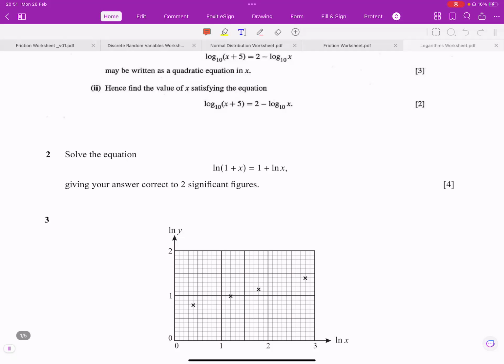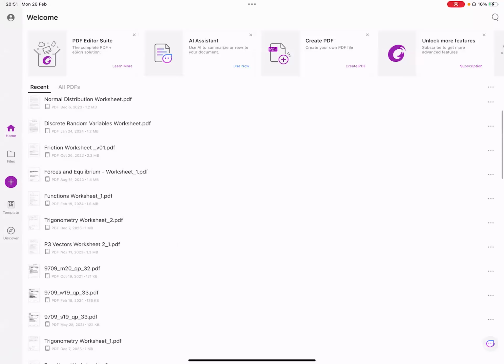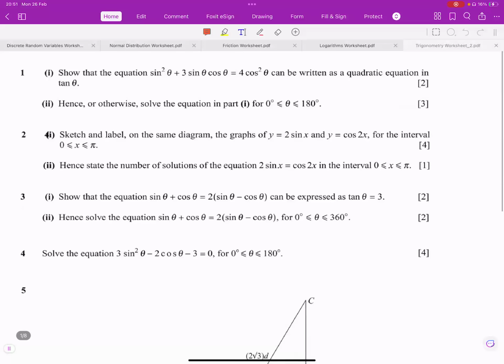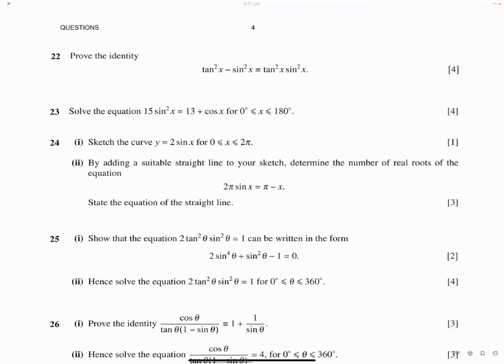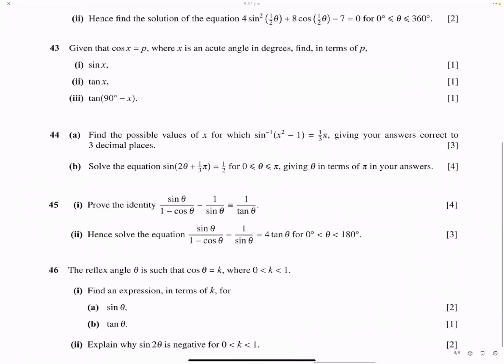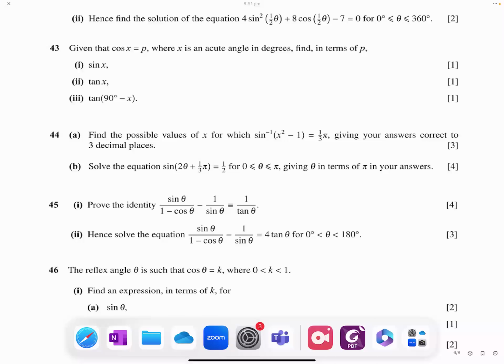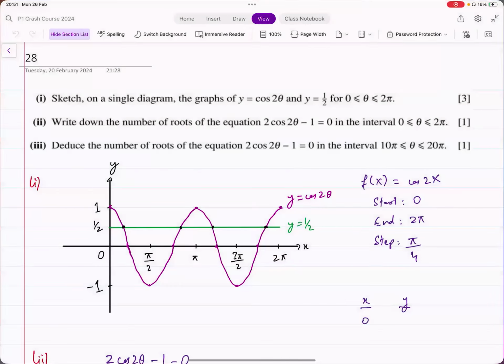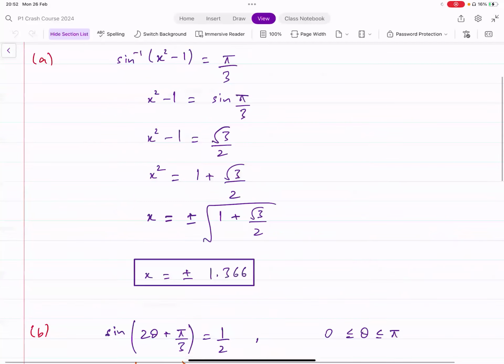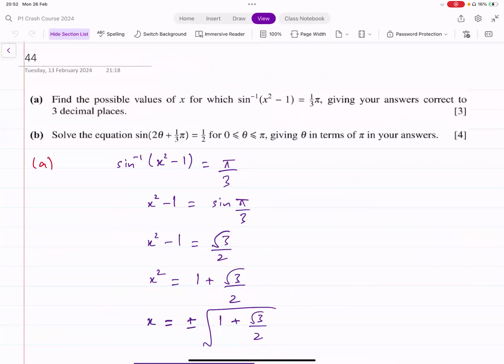Okay, so let's start with a couple of questions from this worksheet first. P1 trigonometry. Okay, so Hazim is saying question number 44, part B from this worksheet first. Let's start with this. 44B. Hazim, we've done this before, I think. Let me just check. Yeah, we've done this question before in class. This was on Tuesday, 13th of Feb.